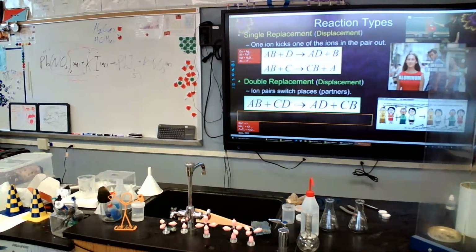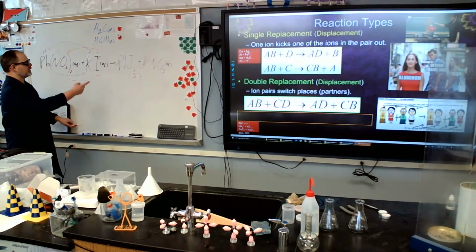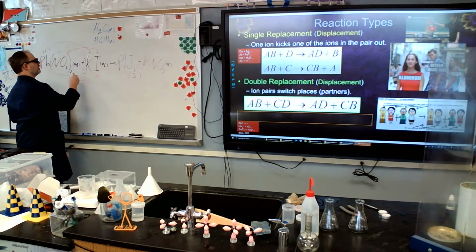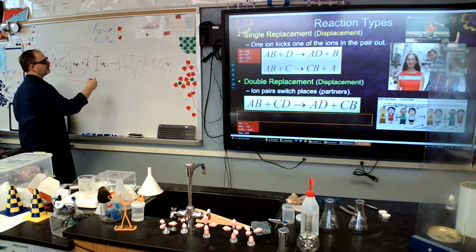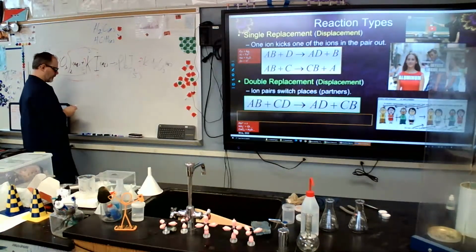Now it's not balanced. This is pretty easy to balance. You can just realize you need 2 iodines over there, so throw a 2 there. Now you got 2 potassiums. You need 2 potassiums over there. Throw a 2 there, and you're balanced.